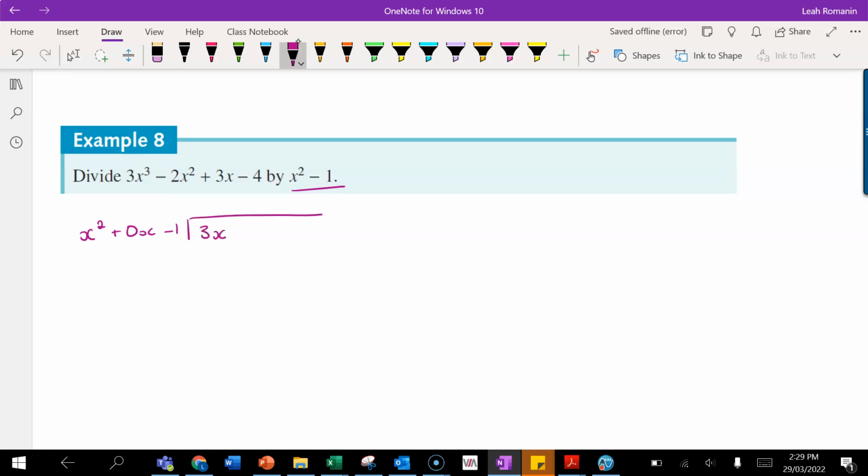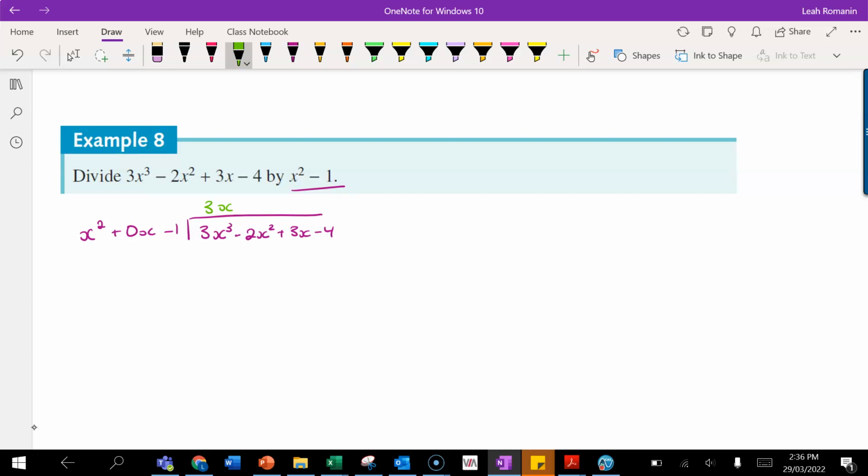Then I'm going to put my expression here, so 3x cubed minus 2x squared plus 3x minus 4. And then we begin dividing as per normal, except this time we're going to start with an x squared instead of just an x. So 3x cubed divided by x squared, I'm going to be left with 3x. So remember, when you're dividing terms with powers, you're subtracting the powers. So 3 minus 2 just leaves me with 1x.